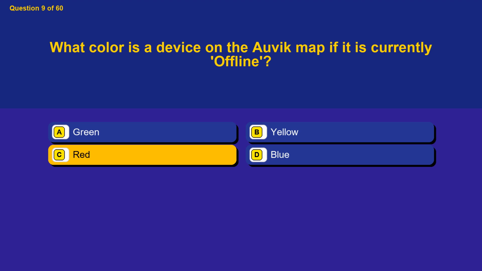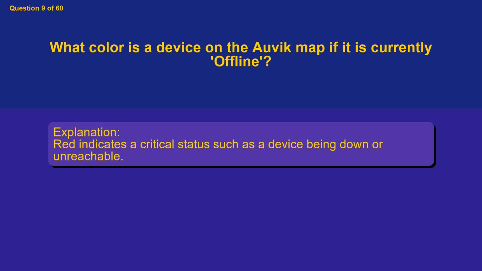The correct answer is option C. Red. Red indicates a critical status such as a device being down or unreachable.